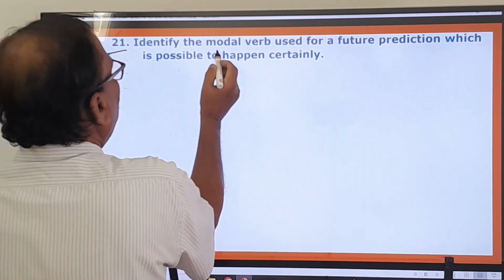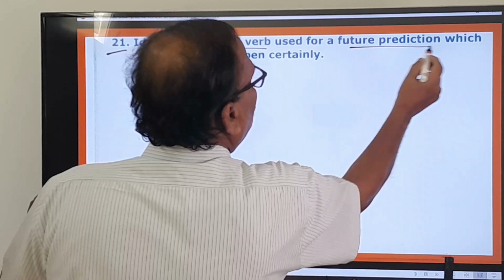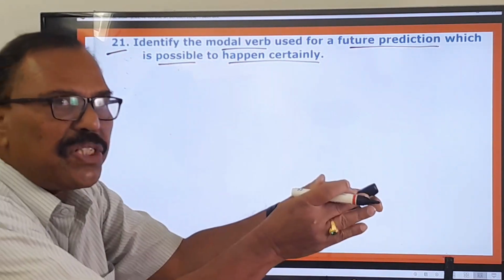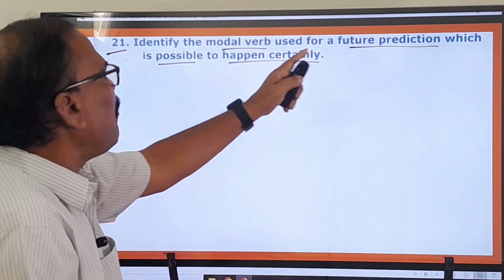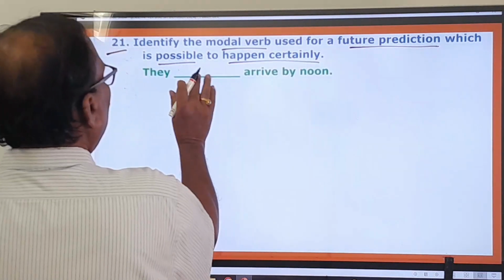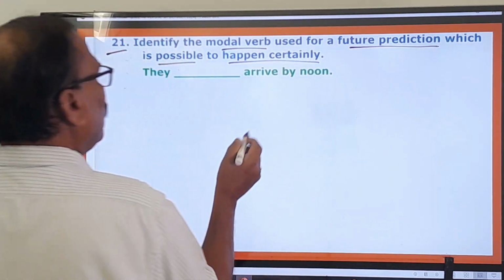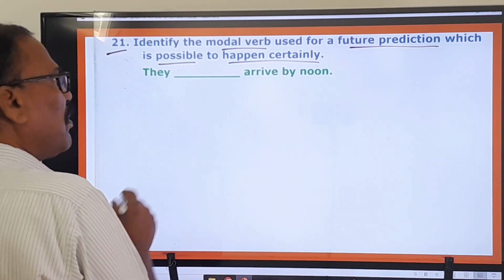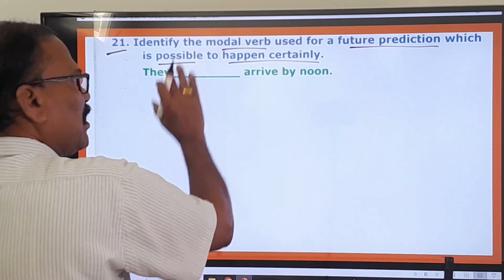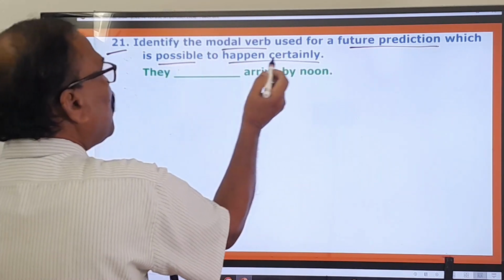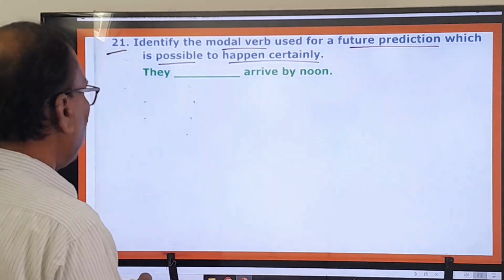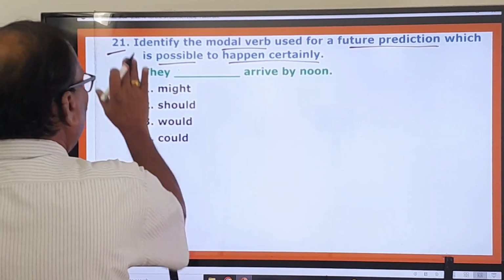Question 21: identify the modal verb used for a future prediction which is certain to happen, most likely to happen. What is that modal verb? They dash arrive by noon. They dash arrive by noon. So here it's a future prediction. They are supposed to arrive by noon. It's a future prediction, but it is certain to happen. Certainly they are coming in the afternoon. By noon they are coming. And here you pay attention.